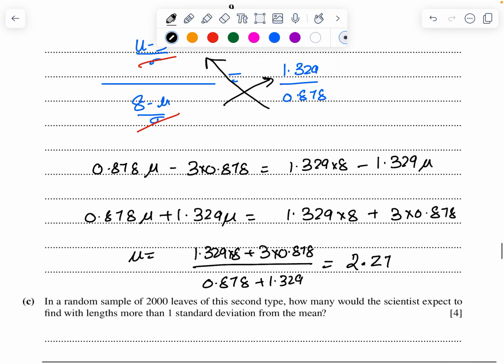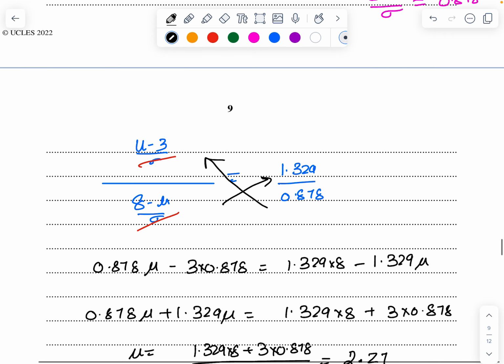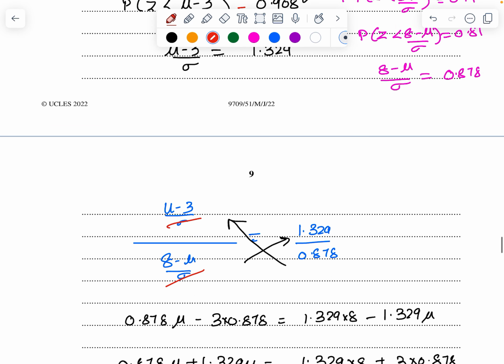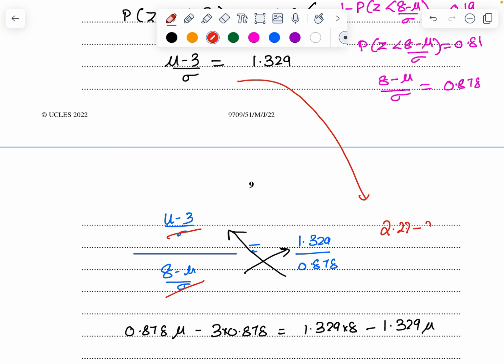Now substitute this value of mu in one of the equations. So I'm going to substitute in this one. So 2.27 minus 3.